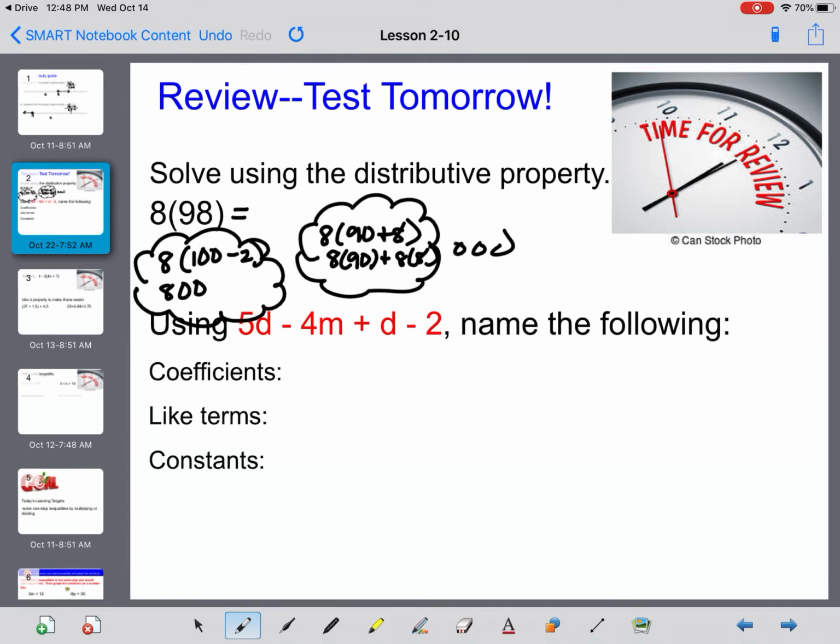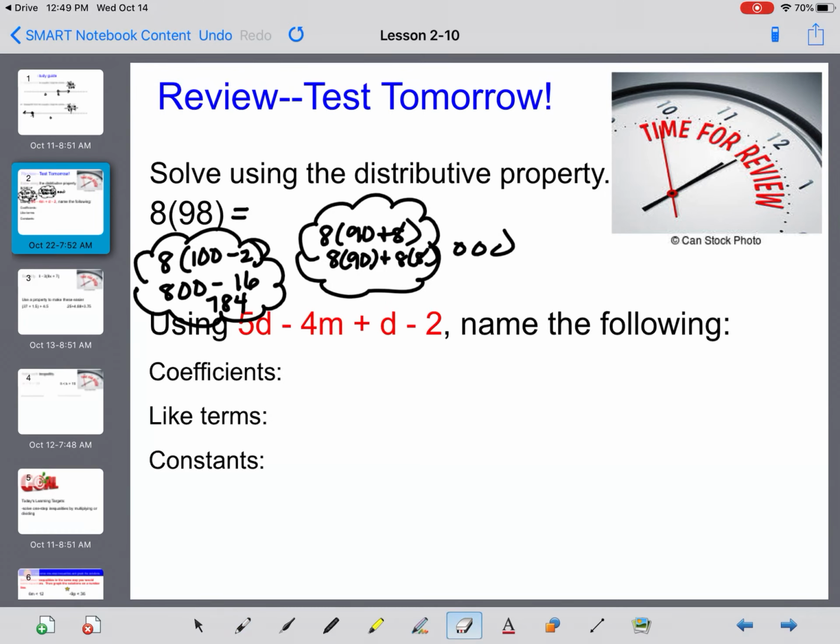So 8 times 100 is 800. 8 times 2 is 16. 800 minus 16. 800 minus 10 is 790. So minus another 6 would be 784.